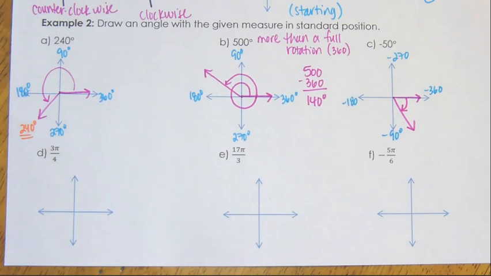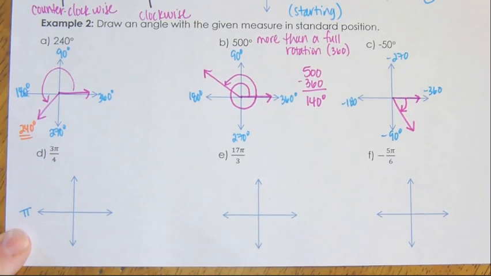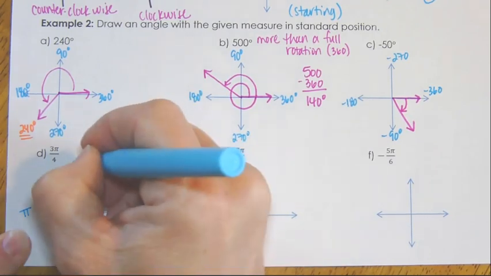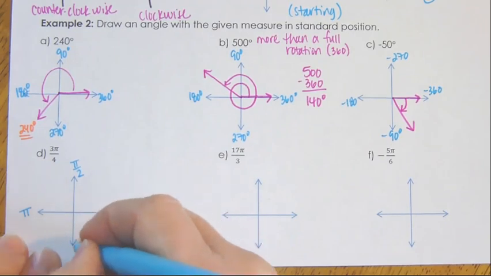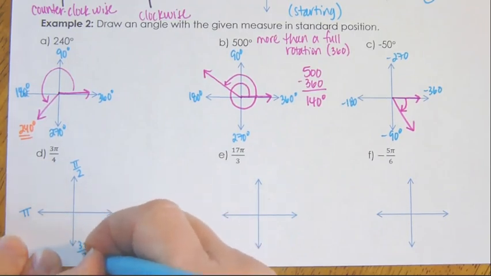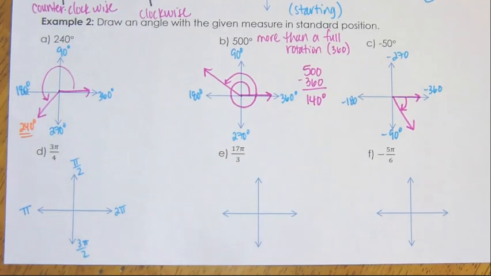So I'm going to start by labeling my X and Y axis. So over here, I always have pi. That's 180 degrees. Pi is the same as 180. This is 90 up there, pi over 2. Down at the bottom, I have 3 pi over 2. And then a full circle is 2 pi. Now, notice that this is 3 pi over 4.